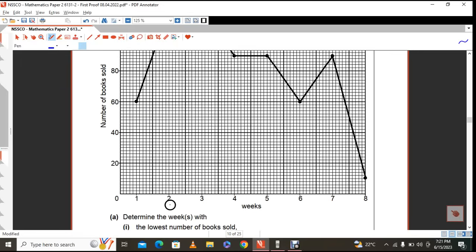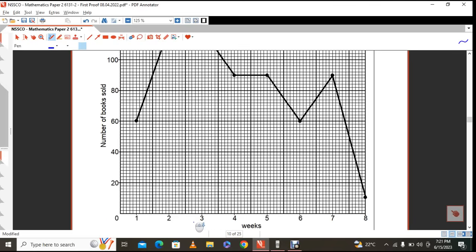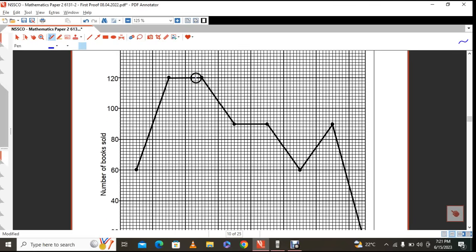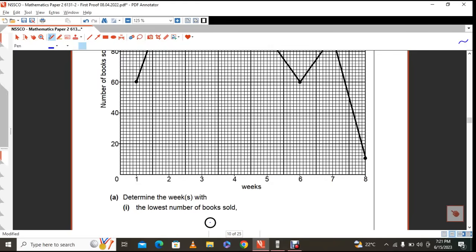On the x-axis, for example, you have the weeks. So we now know week one, he sold 60 books, as you can see. Week two, all the way up there, he sold 120, and so on and so on. So the lowest number of books sold, that's what they ask, determine which week, or the week, okay, where the lowest number of books were sold.